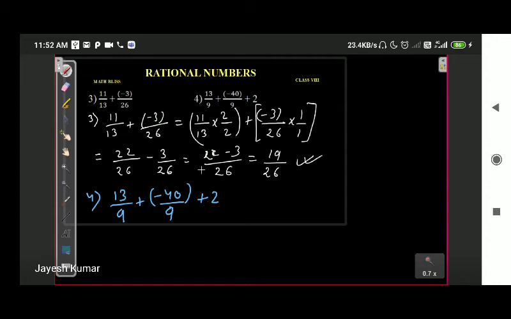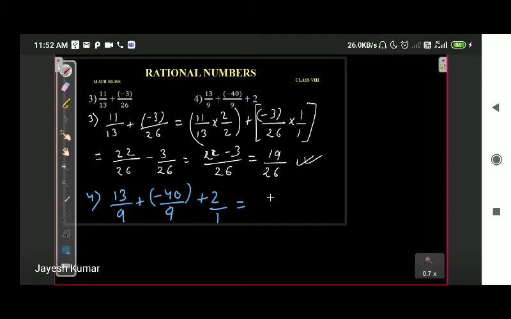So we have to do simplification for all these three terms. I'm writing 2 as 2 upon 1. We are adding rational numbers, so I'm converting 2 as 2 upon 1, making it a rational number. Now denominators are 9, 9 and 1. As you can imagine, the LCM will be 9.